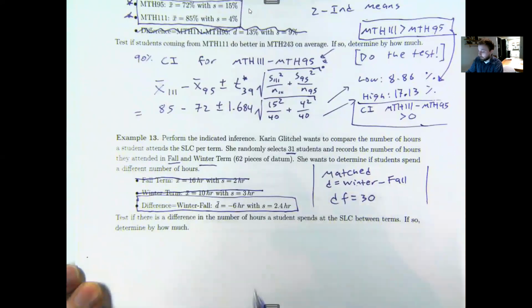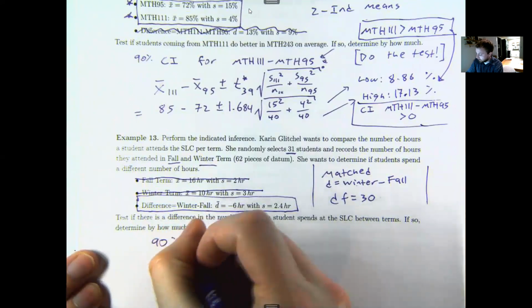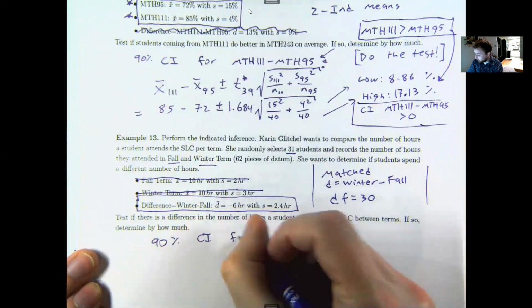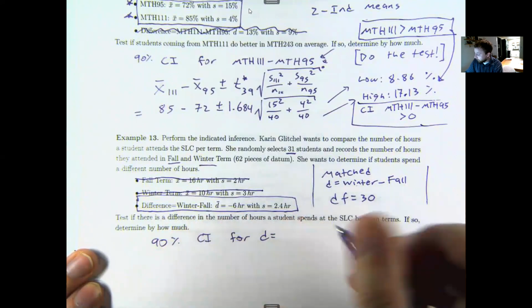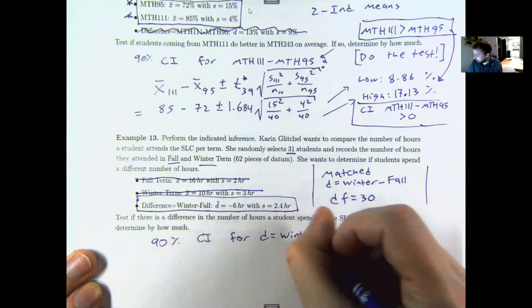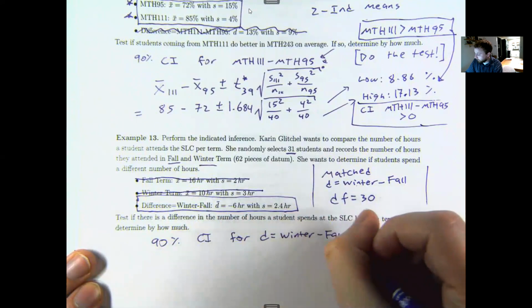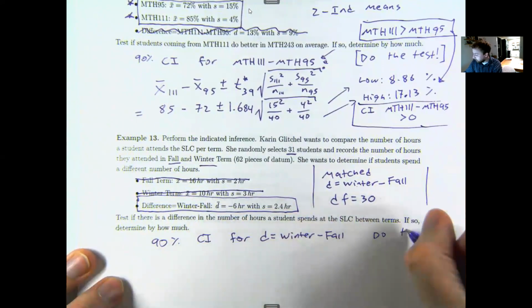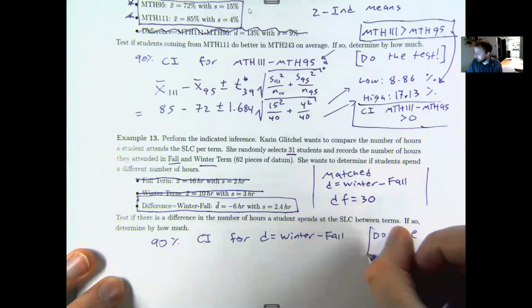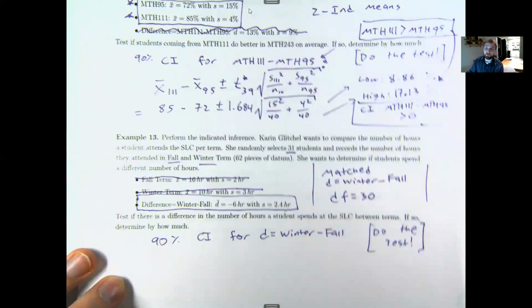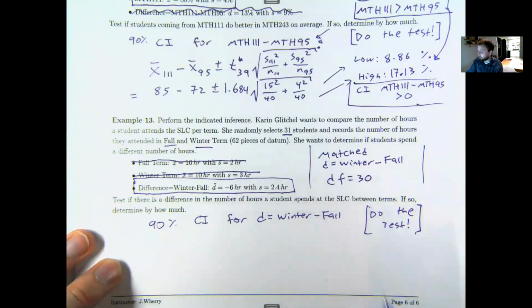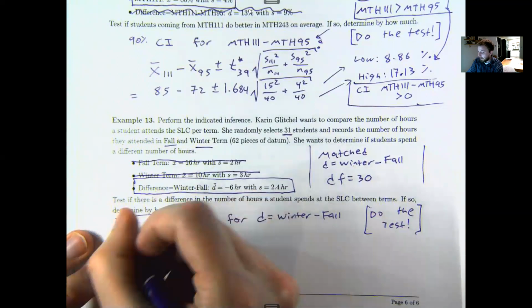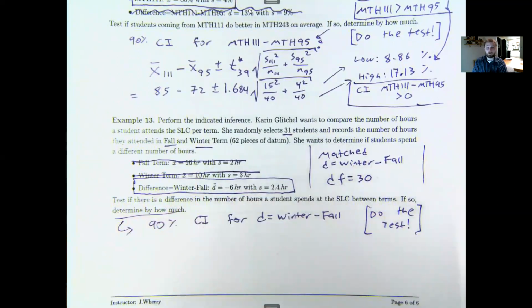I'm also going to make a confidence interval here, a 90% confidence interval, but this is going to be for the difference when I took the winter value and I subtracted the fall. Again, just like on the last one, I would also recommend doing the test as well, just to make sure that your results are matching up with what I'm getting for the confidence interval. I'm really doing the second part of this problem, where I'm determining how much things have changed. I'm looking at a single group.